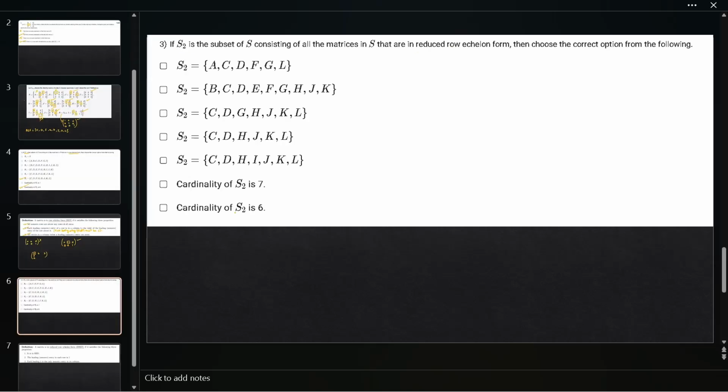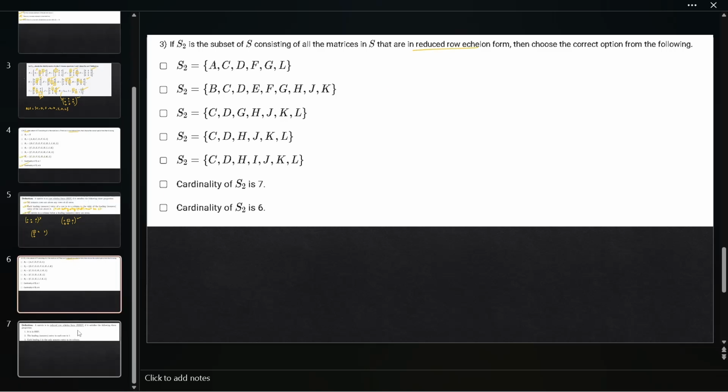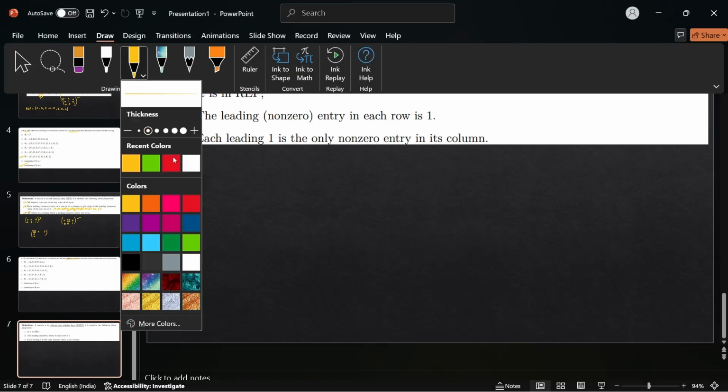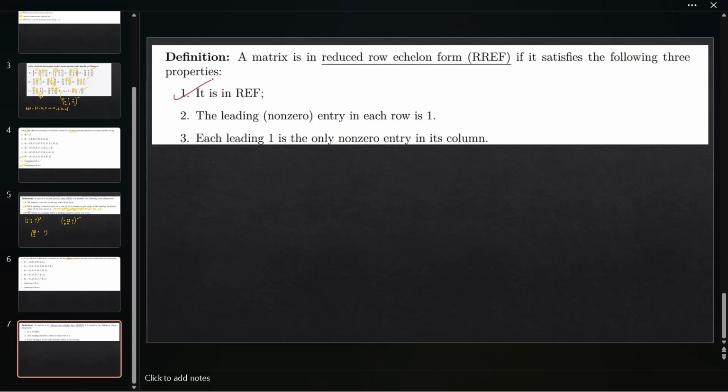Moving on to question number 3, which talks about the reduced row echelon form. How do we know whether a matrix is in RREF, that is reduced row echelon form, or not? For that we have this definition: a matrix which is in RREF form must satisfy all these properties. So what are these properties? Let's change the color first. First, it must be in REF form, that is row echelon form. Then the leading, that is the non-zero entry in each row, is 1, and each leading one is the only non-zero entry in its column. So these three properties must be satisfied.